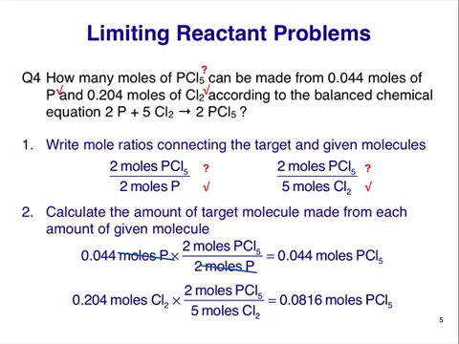Our second given was Cl2, and it's multiplied by the right-hand mole ratio we wrote earlier. Units cancel, and this calculation says we can make 0.0816 moles of PCl5 from 0.204 moles of Cl2, assuming that the other reactant is in excess. The calculations mean that P is the limiting reactant in this problem, and the maximum amount of PCl5 we can make, given the quantities in the question, is 0.044 moles.